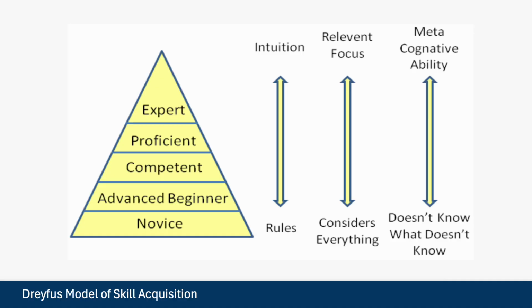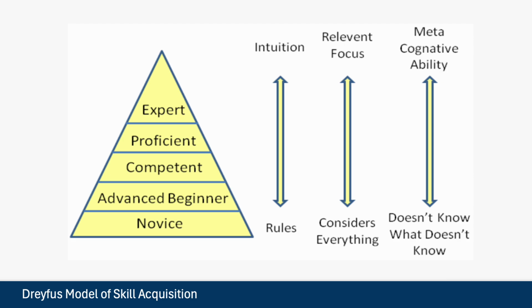The 5 stages that Dreyfus described are novice, advanced beginner, competent, proficient, and expert. Generally, while progressing through these stages, learners will begin by relying on rules for making their decisions, and later will rely on intuition. The learner will also go from being overwhelmed from considering everything, but through experience will learn prioritization and develop a relevant focus.